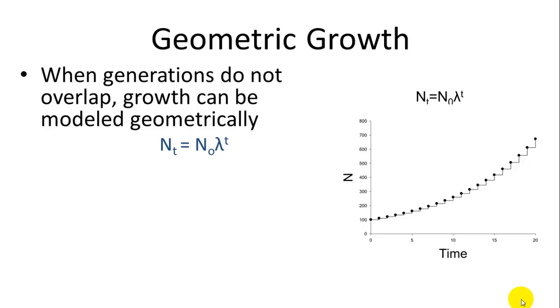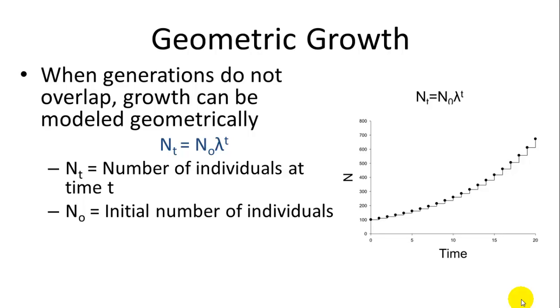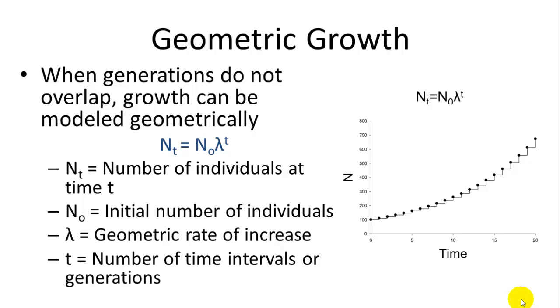And the equation for it is the population at a certain time, N sub t, equals N aught, which would be the original population, the initial number of individuals, times the geometric rate of increase. So if it goes up by 50 individuals per year, that would be the lambda, raised to t, the number of time intervals for that generation.